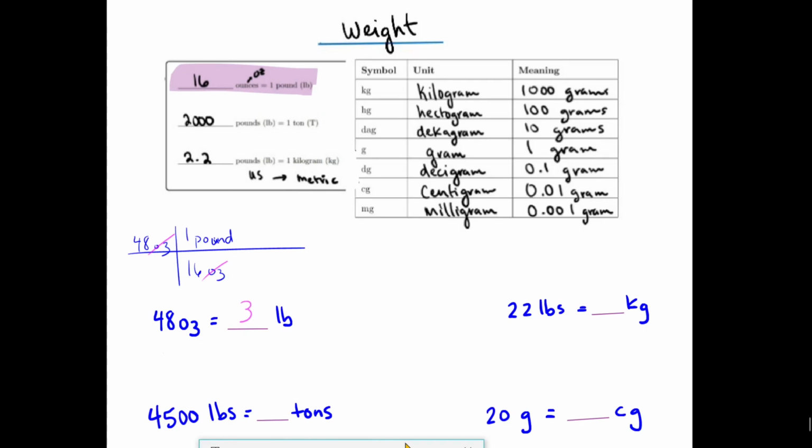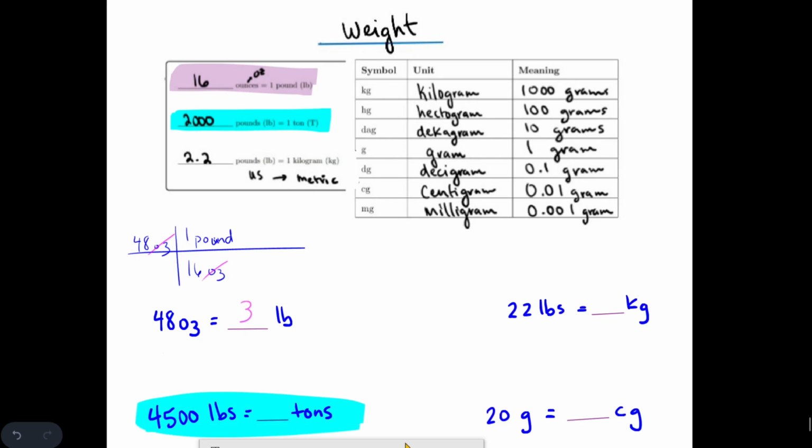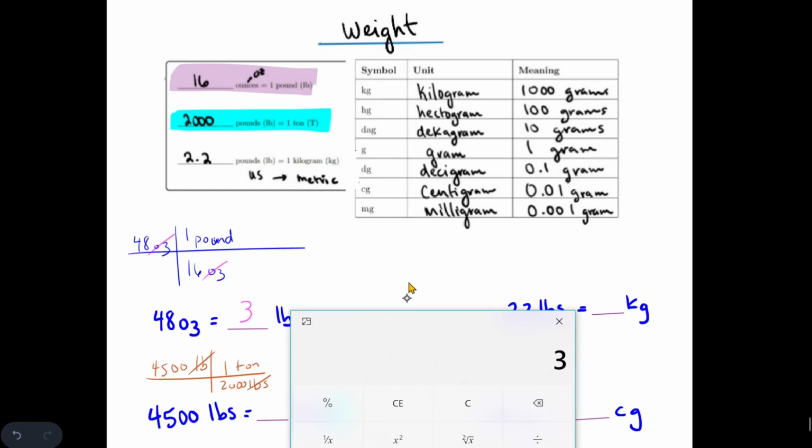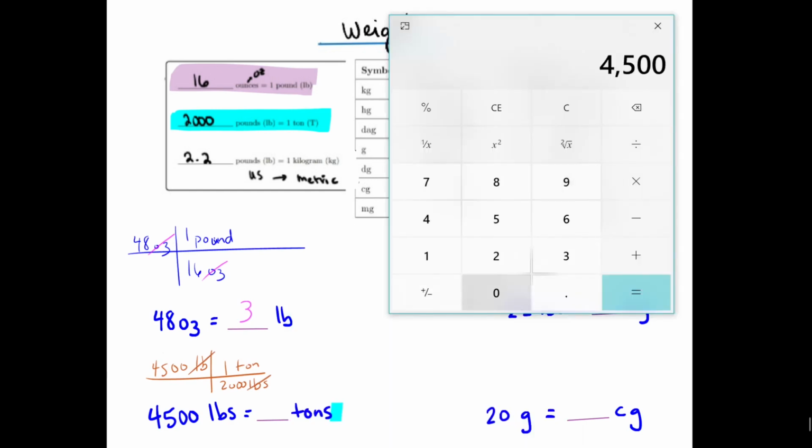So now for the next one, 4,500 pounds to tons, we look for the correct conversion factor, and we see there's 2,000 pounds in 1 ton. So we can solve if we have 4,500 pounds, and we know there's 2,000 pounds in 1 ton. The pounds will cancel, and we'll be able to figure this out if we take our 4,500 and divide it by 2,000. And we get exactly 2.25 tons.